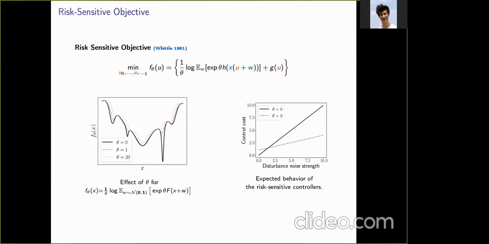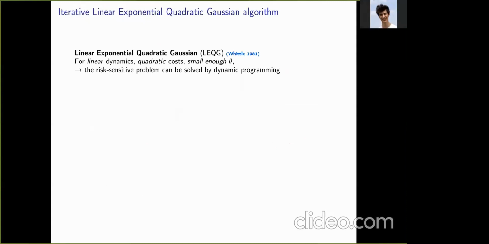In practice, if I was taking a function that had some sharp minima, by applying this log-sum-exp transformation, I will remove the sharp minima and only the most stable minimizers remain. And our hope is that the solution of this risk-sensitive objective will be more robust to any noise that is applied to the system. The algorithms used to solve this problem are the following.